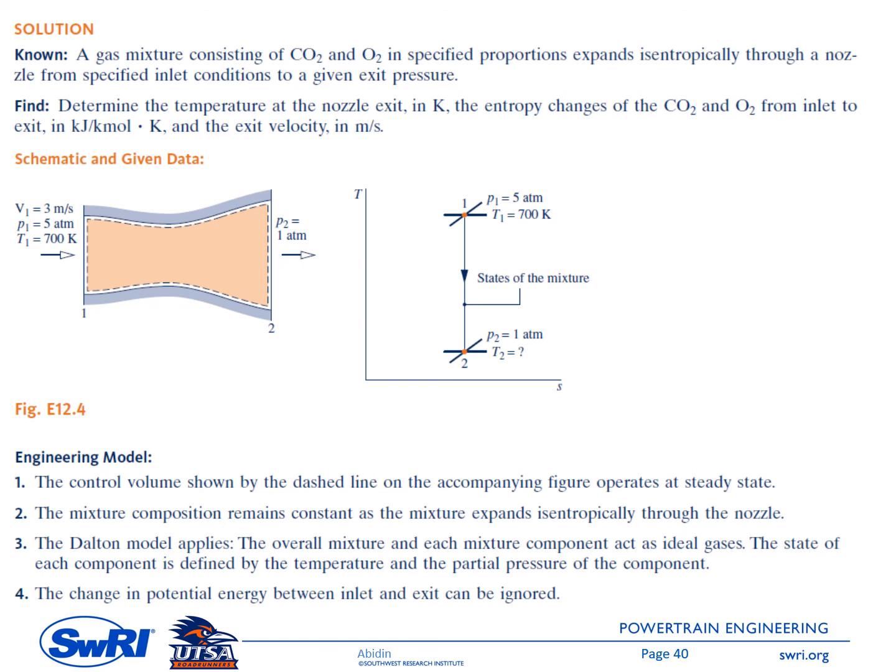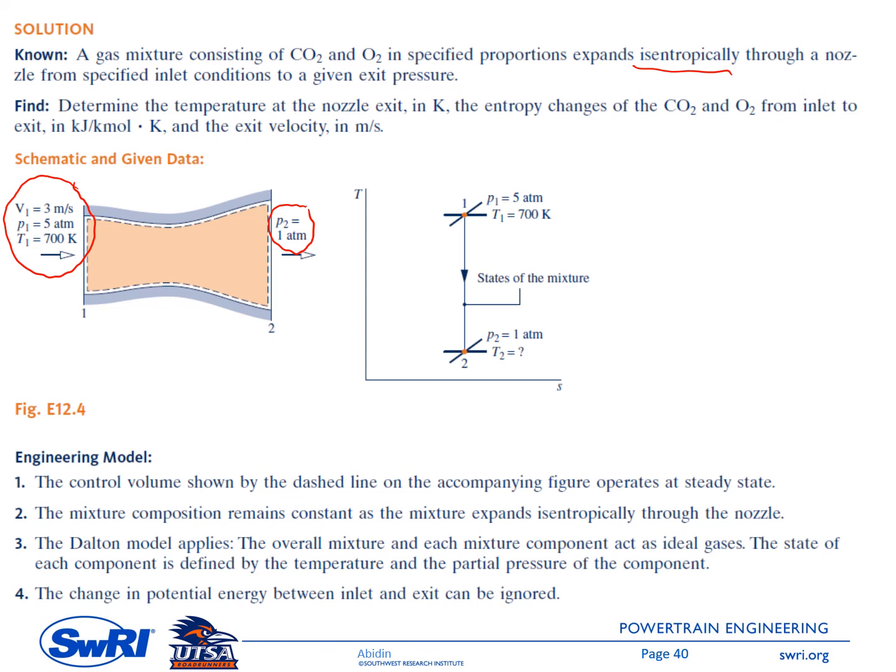On the left side is the schematic of the system. So the mixture flows from left to right. The specified inlet condition is given in the schematic: velocity, pressure, temperature, and at the exit the pressure is given as 1 atmosphere. And then on the right side is the T-S diagram. Assuming it is an isentropic process, it means constant entropy. So state 1 to state 2 is connected by a straight vertical line in this T-S diagram.